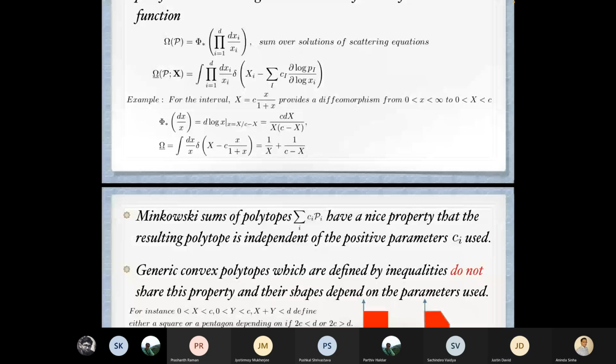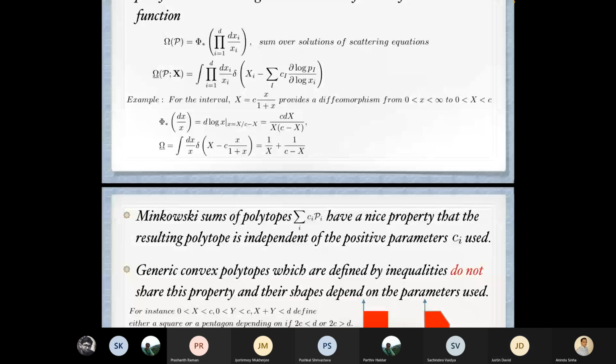So if 2c is less than d, then x plus y being less than d is not at all a constraint. It's automatically satisfied. So you just have 0 less than x less than c, 0 less than y less than c, which is a square. If it's not, it's an additional constraint, and you cut this square with that line, and you get a pentagon.